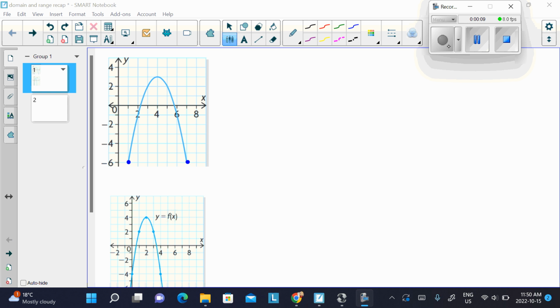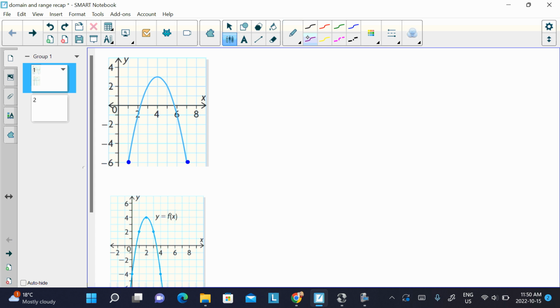So for the first graph, for the domain, we are going to say D is equal to, and we are looking at the x values. As you can see, the x values go between 1 and 7. So I'm going to say x such that x is between 1 and 7, and x is in the real number system.